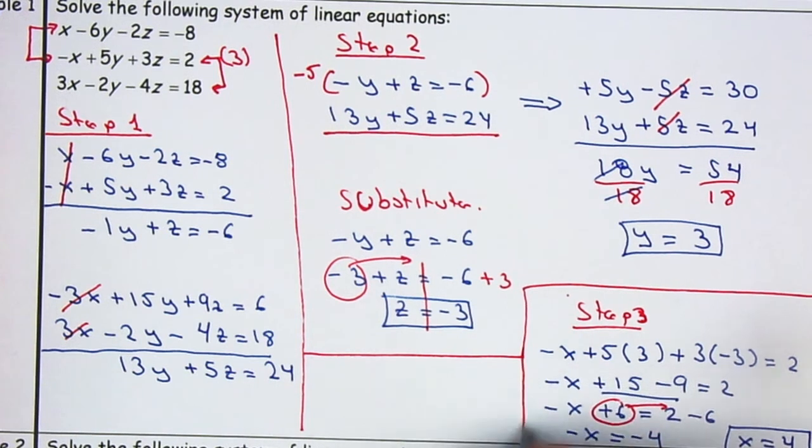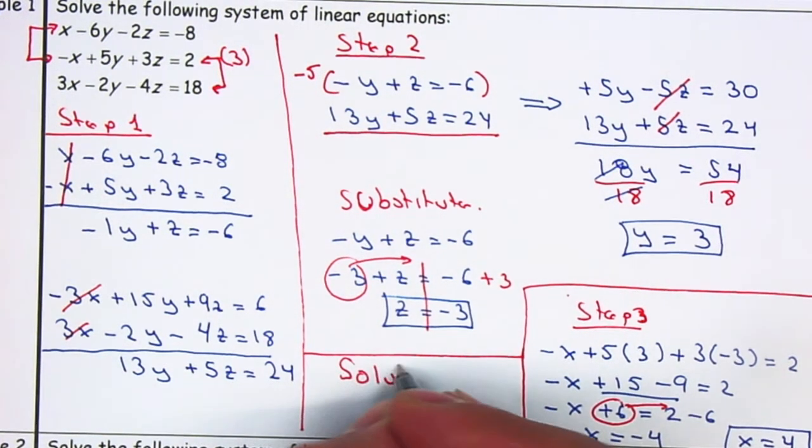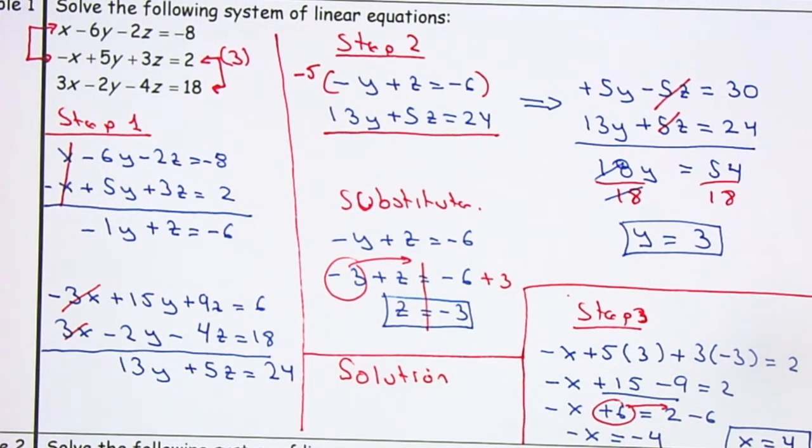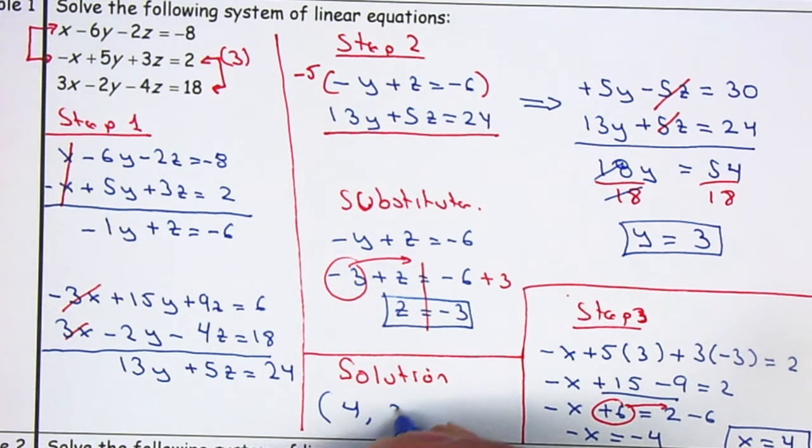So my solution, where all three planes, in this case, intersect, will be 4, 3, and negative 3.